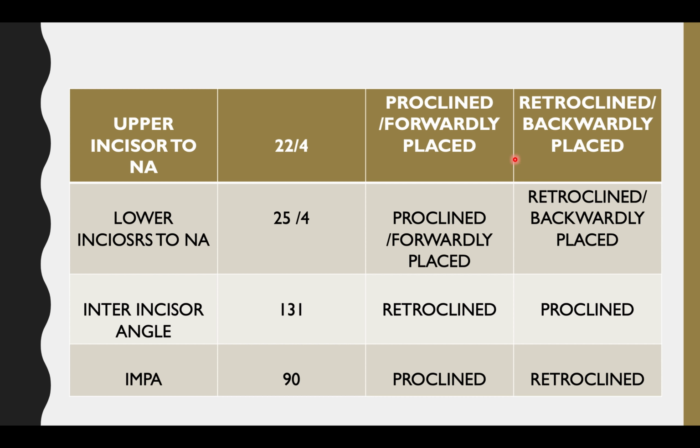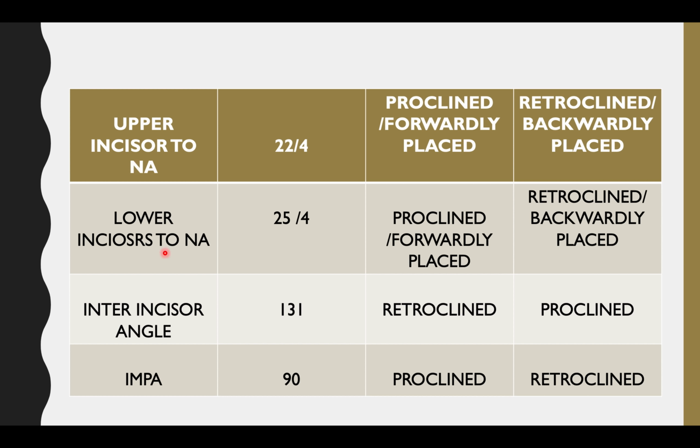If it is a lesser side, that means SNA of 76, upper incisor to NA of 18 degrees, that means the maxilla is retrognathic and the incisors are retroclined or backwardly positioned. So like this, these parameters are useful for the orthodontic diagnosis.